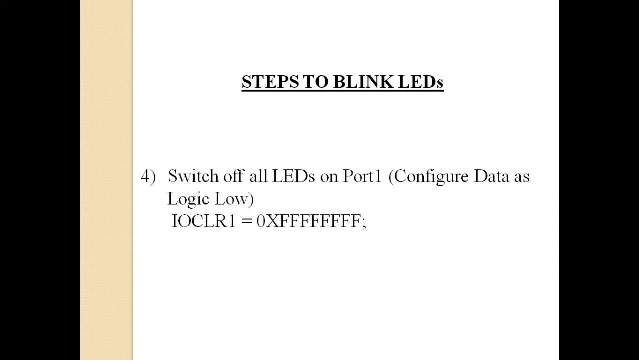Next step, what should I do? I need to switch off all the LEDs, because I am going to write a program for LED blinking. How will you generate LED blinking? You need to make the LED on, then after some time you need to make the LED off. In the previous step I have made all the LEDs on. In this step I am going to make all the LEDs off. For making it off, what should I do? Again I need to write data, as logic low. Previously I have written data as logic high, so the LED will be on. Here I need to configure the data as logic 0 or logic low, so the LED will be off.